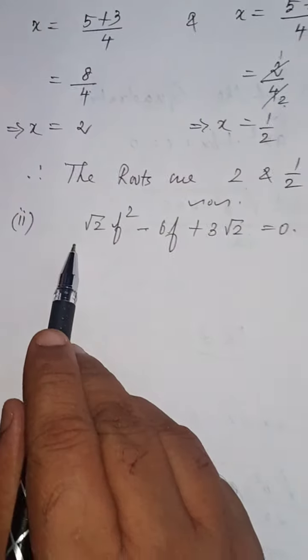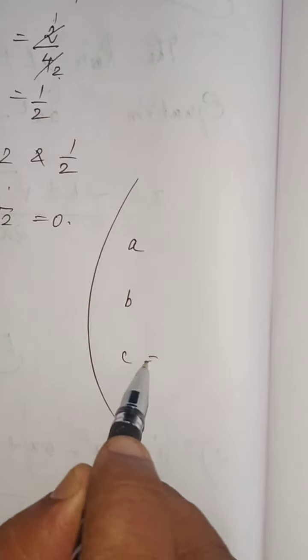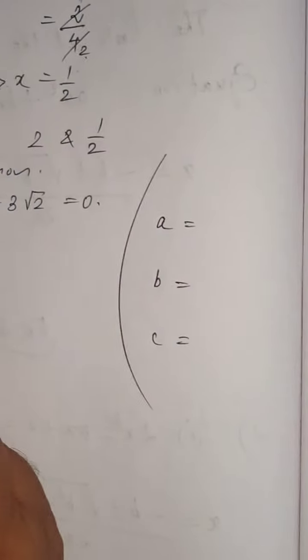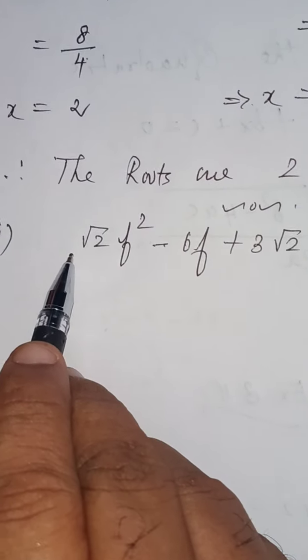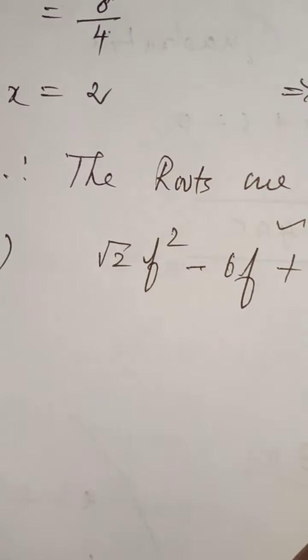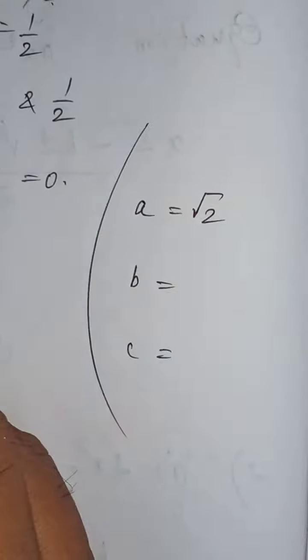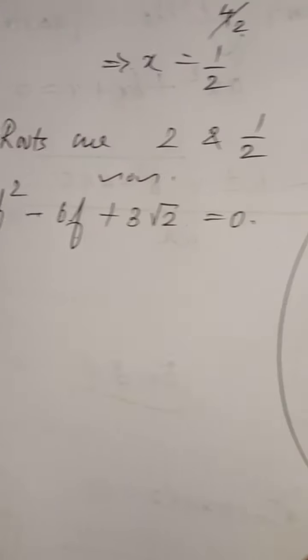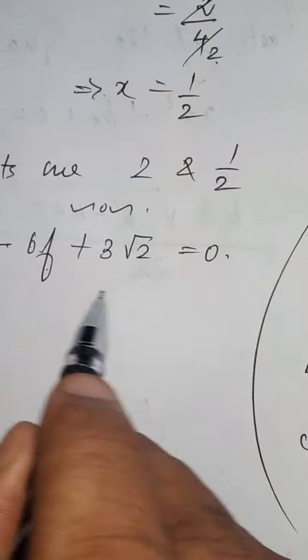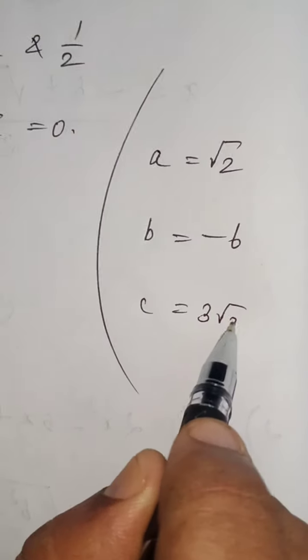Now subdivision number 2. Here write a, b and c. a is the coefficient of f square, right? Because the equation is in terms of f. So the f squared coefficient is root 2, that is a. b is the coefficient of f, that is minus 6, and 3 root 2 is the constant.